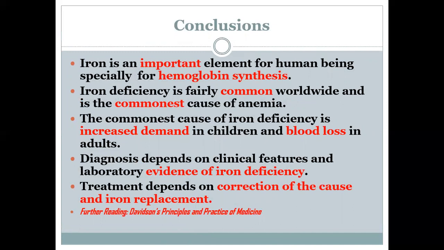So the conclusions of this lecture: iron is an important element for human beings, especially for hemoglobin synthesis. Iron deficiency is fairly common worldwide and is the commonest cause of anemia. The commonest cause of iron deficiency is increased demand in children and blood loss in adults. Diagnosis depends on clinical features and laboratory evidence of iron deficiency, and the treatment depends on correction of the cause and replacement of iron. You can get further reading in Davidson Principles and Practice of Medicine textbook.